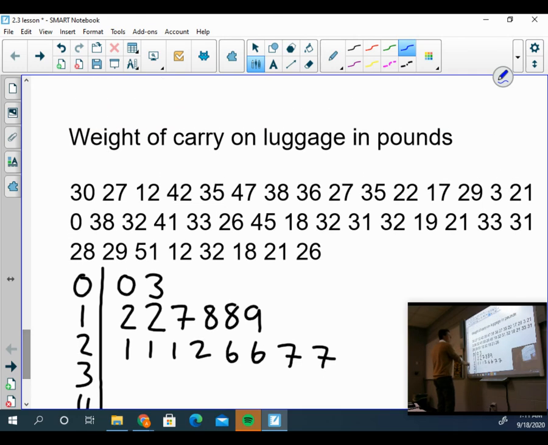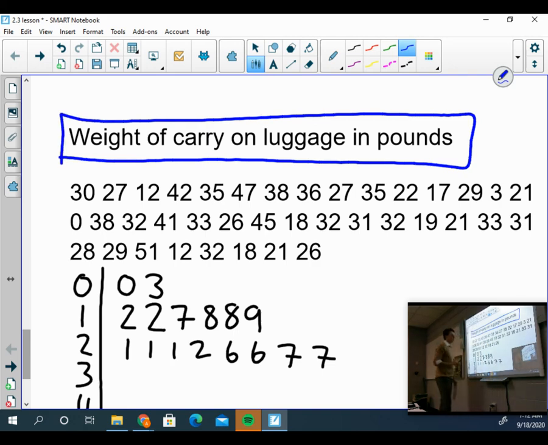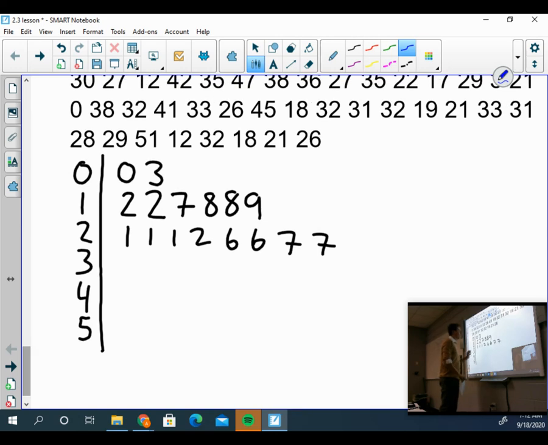So you need 2 things. You need a title. I already have it here. But you need a title for your stem and leaf plot. So under your stem and leaf plot, you should write weight of carry-on luggage in pounds, okay? Be specific, give titles. I know you've heard this all your life. When you create a graph or some sort of chart to organize your data, you must have a title.